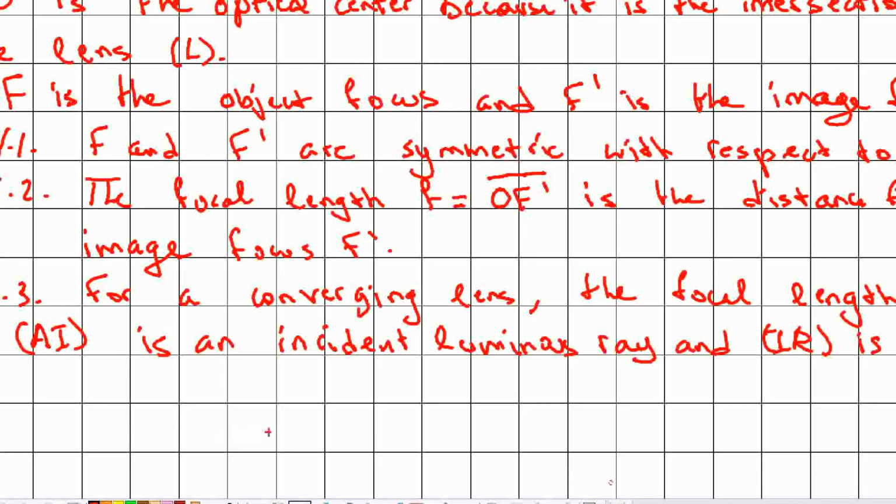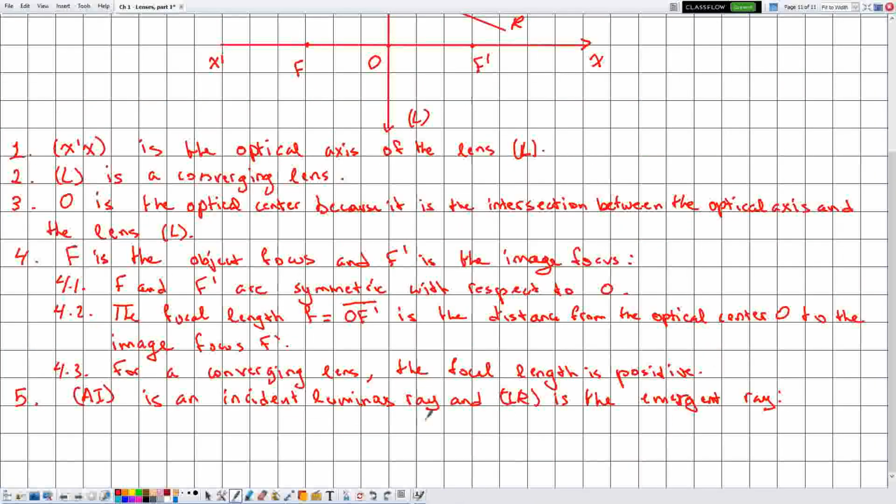Then what does the word incident mean? Incident means hitting the lens. And the word luminous means made up of light. I repeat, the word incident means it's hitting the lens, and the word luminous means made up of light.